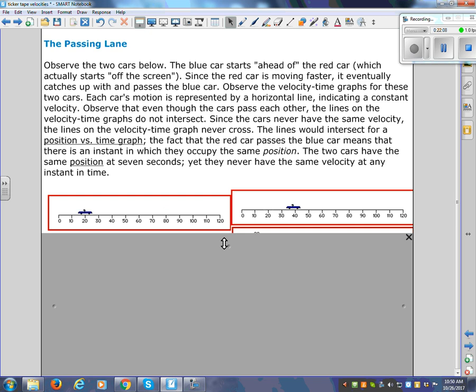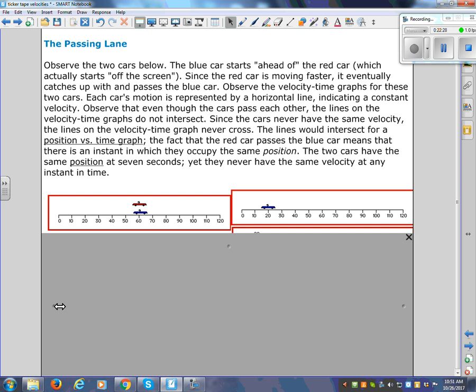So look at this one here. The blue car starts at position 20, and then out of nowhere the red car comes. Which one's going faster? Red car is going faster, right? Since the red car is moving faster, it eventually catches up past the blue car. Observe the velocity time graphs for these two cars. Each car's motion is represented by a horizontal line, indicating a constant velocity.